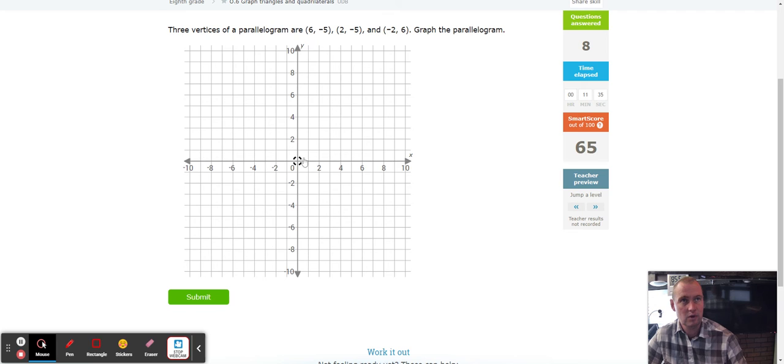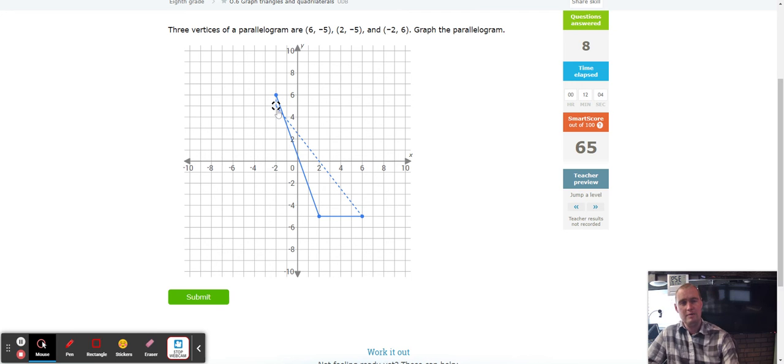Positive 6. 1, 2, 3, 4, 5, 6. Negative 5 is down 5. So that negative 5 is the y value. So down 1, 2, 3, 4, 5 is right there. Here we go. Next up, we go to the right 2, down 5. And negative 2 is backing up 2 to the left and up 6. 1, 2, 3, 4, 5, 6.